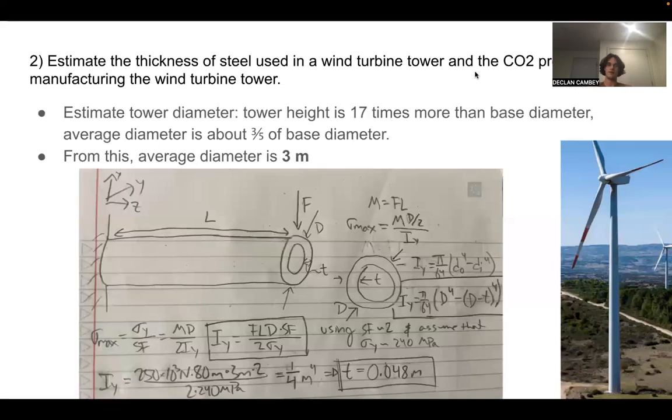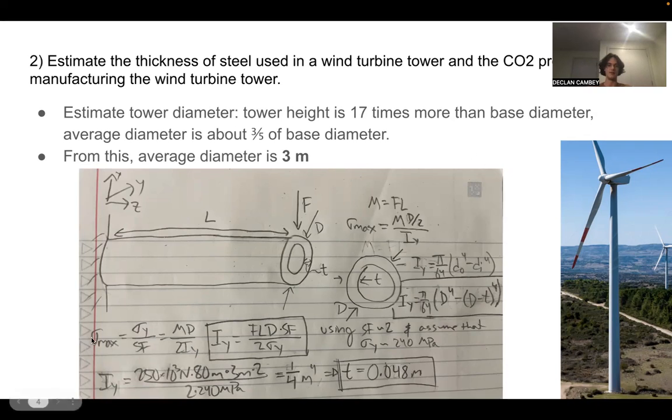Next, I want to analyze the thickness of steel used in the wind turbine tower and the CO2 produced from manufacturing the turbine tower. First, I estimated the tower diameter. The height is 17 times more than the base diameter, and the average diameter is about 3/5 of the base diameter. So on average, the diameter is 3 meters. Then I analyzed it as a cylinder in cantilever bending. The max stress is the moment times the distance from the neutral axis, which in this case is just R, divided by the moment of inertia, which I derived, as you can see here.